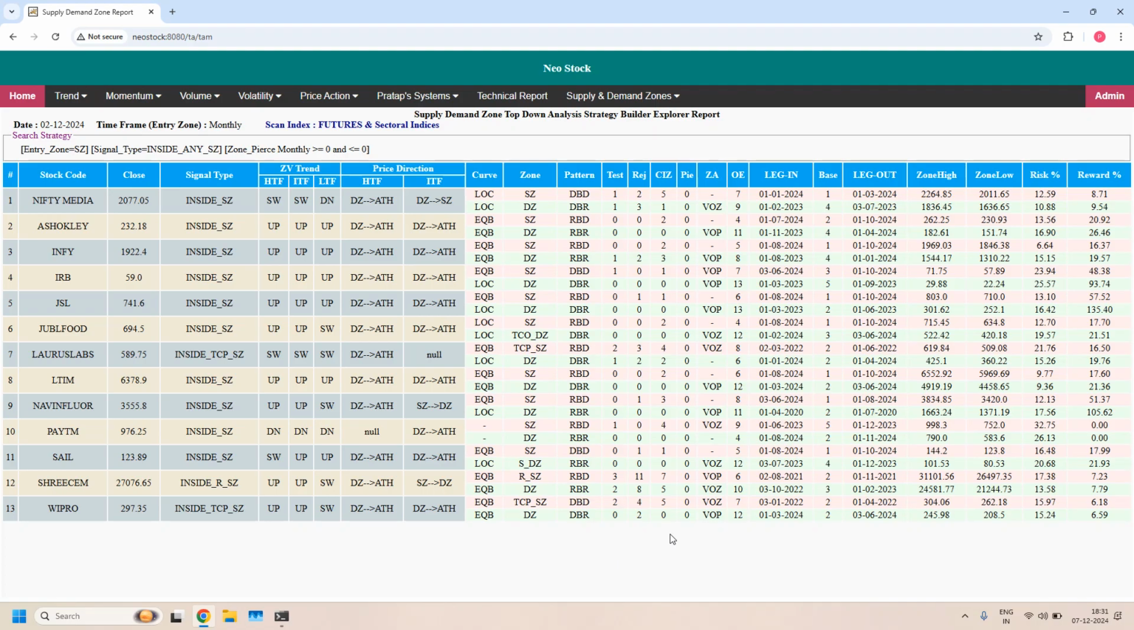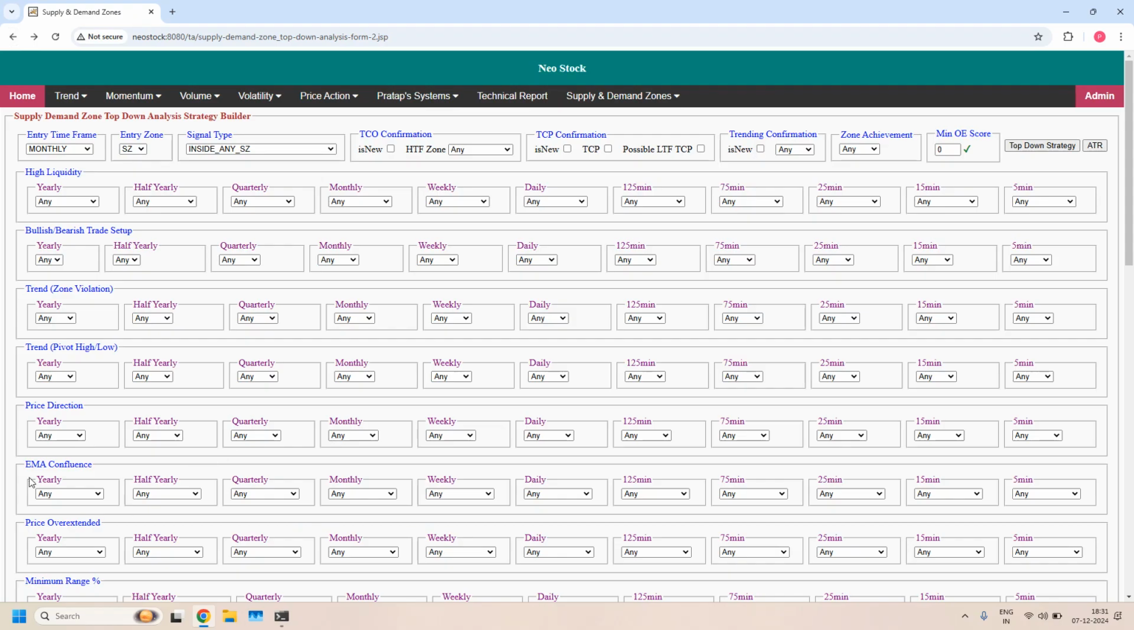Out of these 13, there could be some high probability setup zones based on EMA Confluence. Monthly supply zones having monthly EMA Confluence. Let's further filter. EMA Confluence at monthly time frame, monthly supply zones having monthly EMA Confluence filter is enabled. And for EMA Confluence, the trend should not be sideways. That's why zone violation trend calculation at monthly time frame, I am selecting up or down.